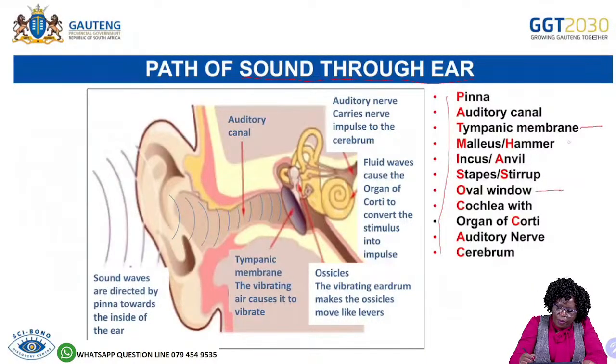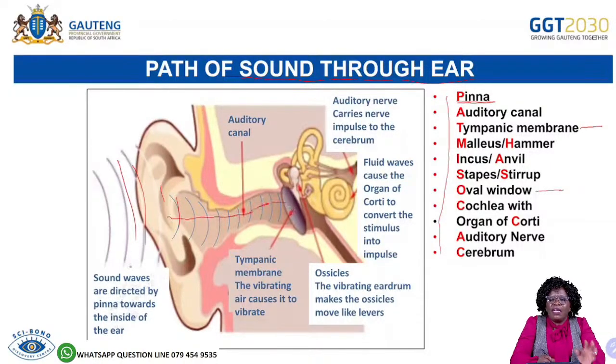Now, you look at the ear. Interesting enough, we know what traps the sound. It is the pinna. And look, these are sound waves that are trapped by the pinna and they are directed to the inside of the ear. The sound waves are going to pass the auditory canal until they reach the tympanic membrane.